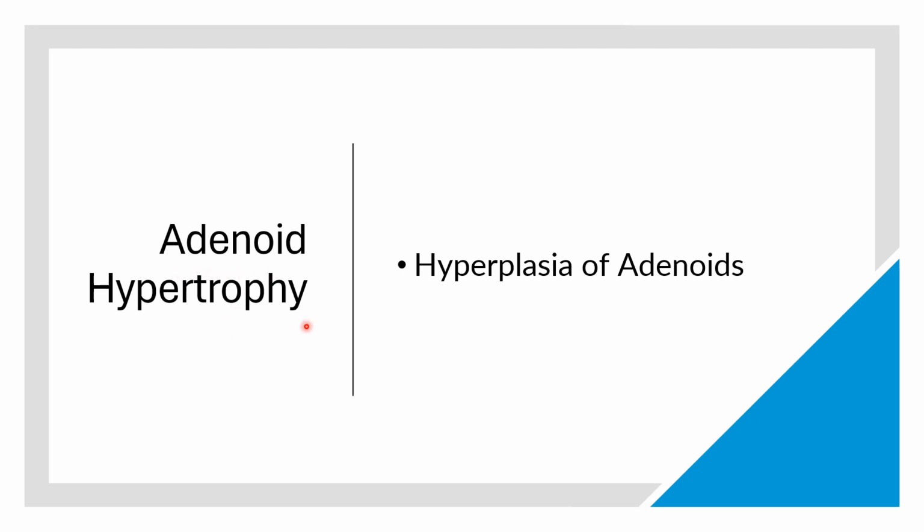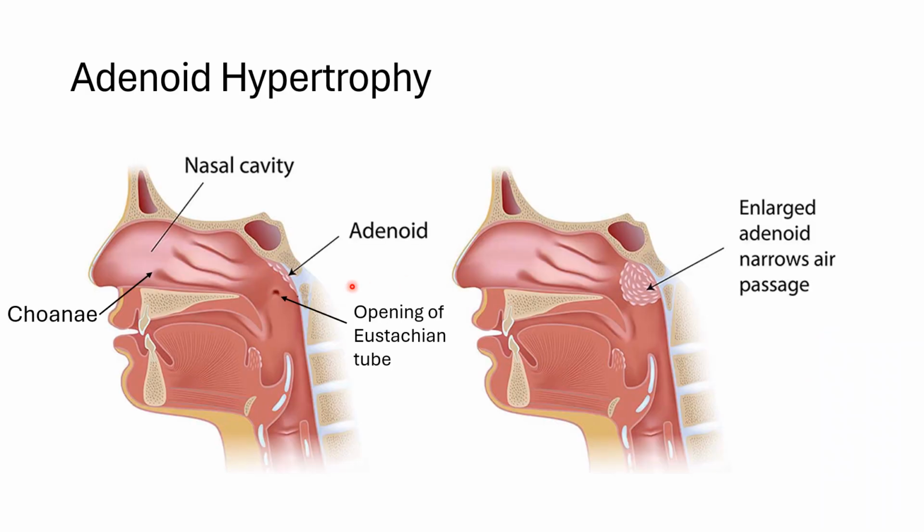Adenoid hypertrophy, hyperplasia of adenoids, and nasal cavity. These depressions are choanae. Here is the adenoid. This is the opening of the eustachian tube. Here the adenoid is enlarged. It narrows the air passage.